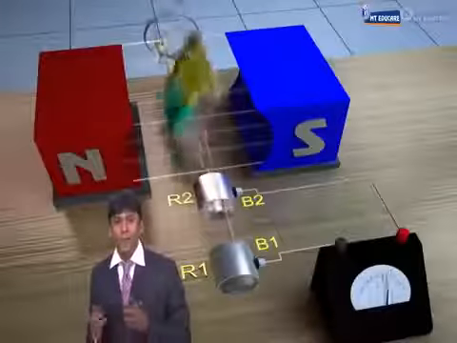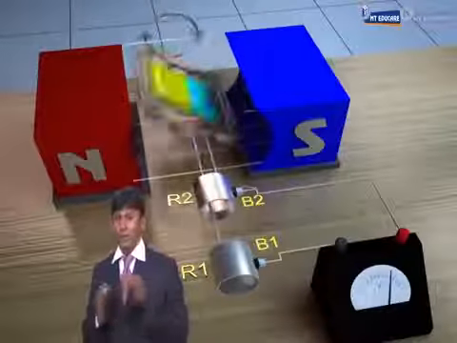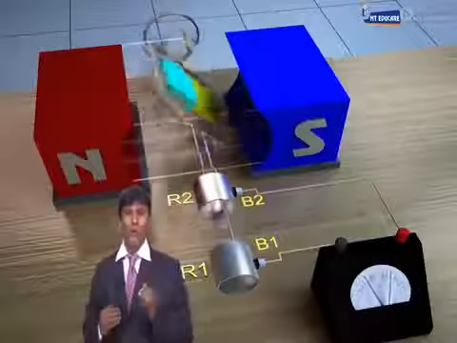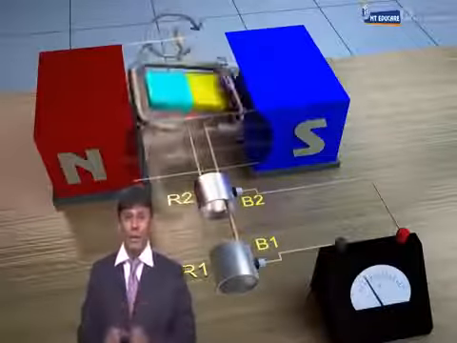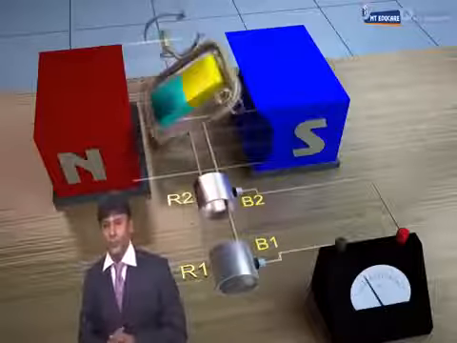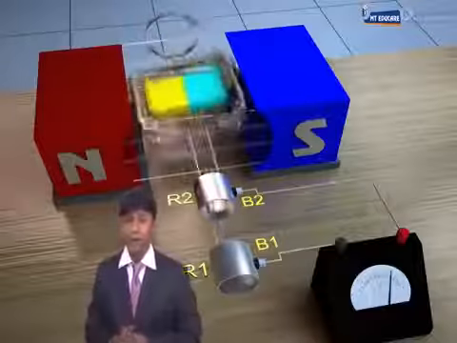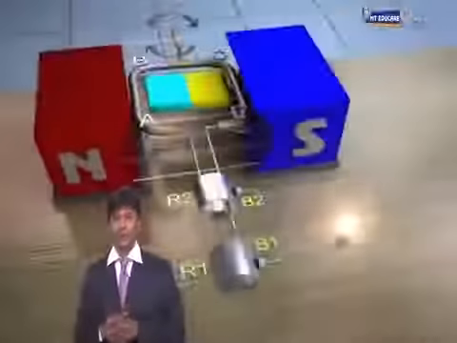Now looking at the same thing in fast forward, the current is once going from B1 to B2, and second time the current is going from B2 to B1. As the direction of current keeps on changing, therefore the current is called AC current and the generator is called an AC generator, right?